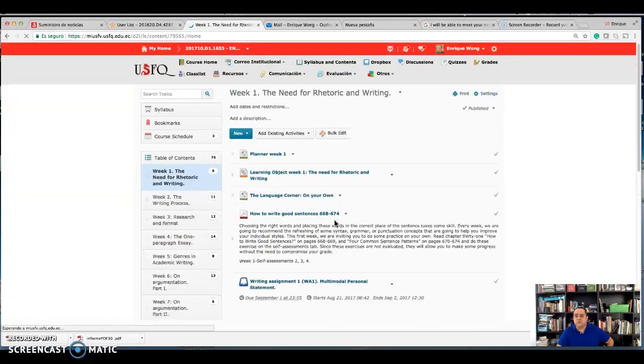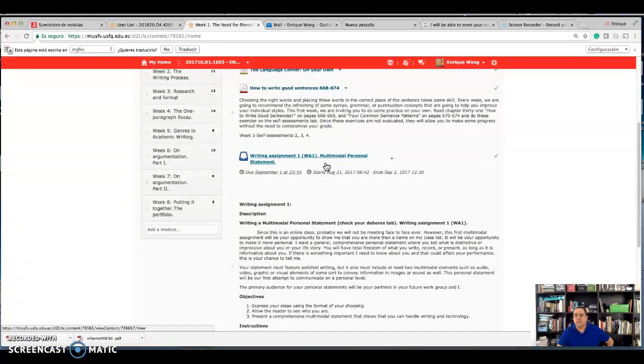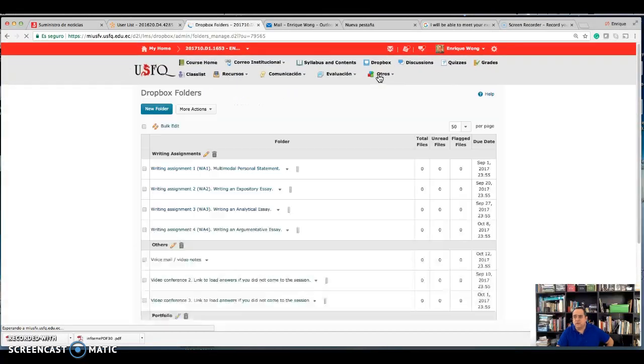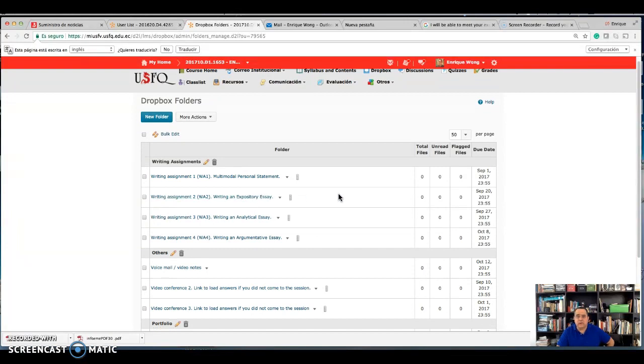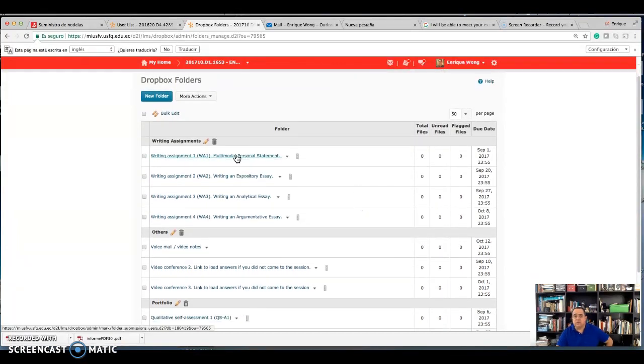In the first week, you also have the writing assignments information. The writing assignments are up here in the Dropbox, and they're listed here. The Dropbox is the Deberes link in Spanish. And you have writing assignment 1, and you have the due dates, and writing assignment 2, 3, and 4.